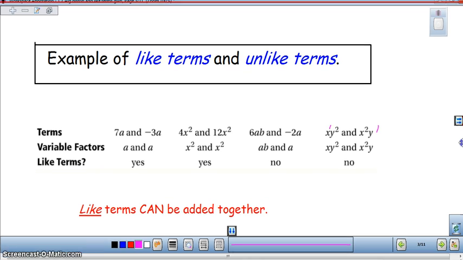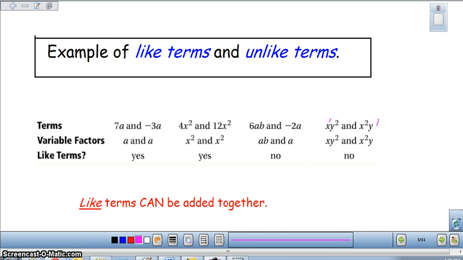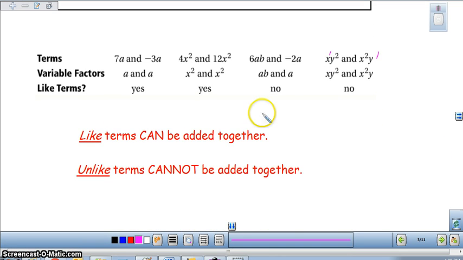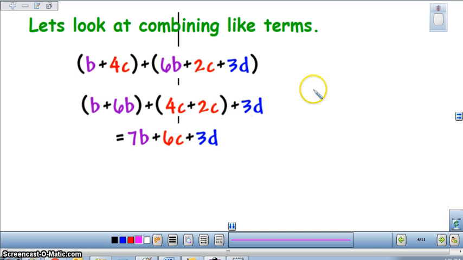Now, when we are looking at these, like terms can be added together, unlike terms cannot be added together. So, be careful of that. If we are combining like terms, you might see this expression, b plus 4c in a parenthesis, and the parenthesis is used mostly here to separate our terms: 6b plus 2c plus 3d. We're going to group the like ones together. And nice for you, I colored them even the same.